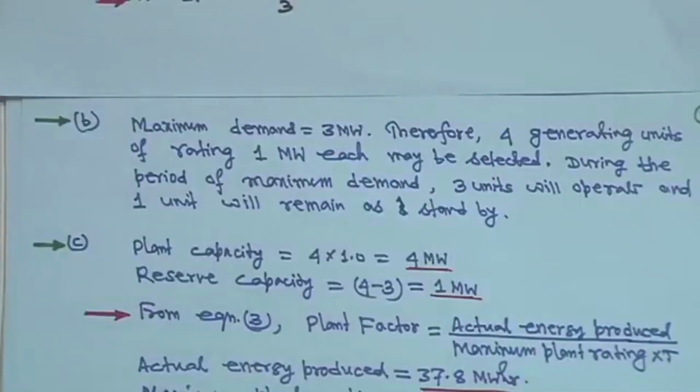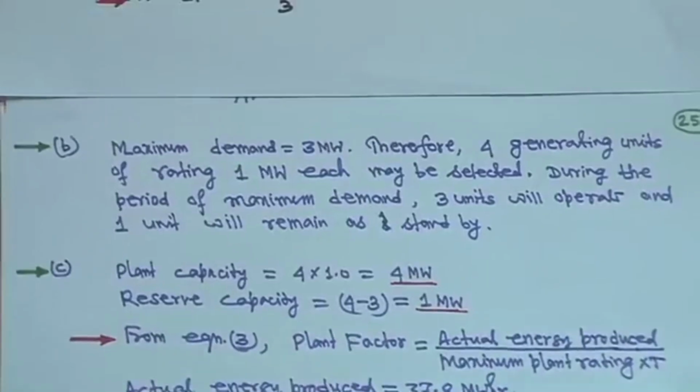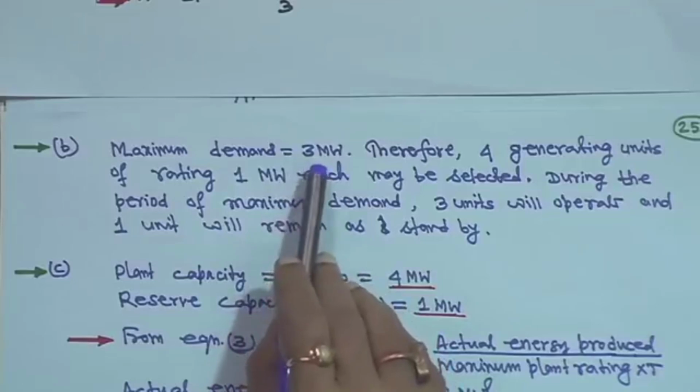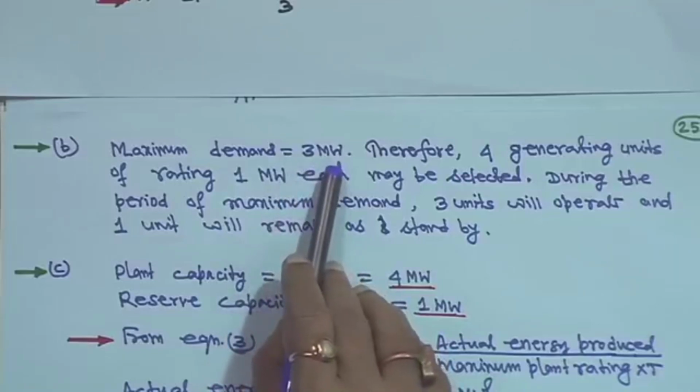So, in this case the maximum demand is 3 megawatt, right, and that means you have to supply this 3 megawatts of power.